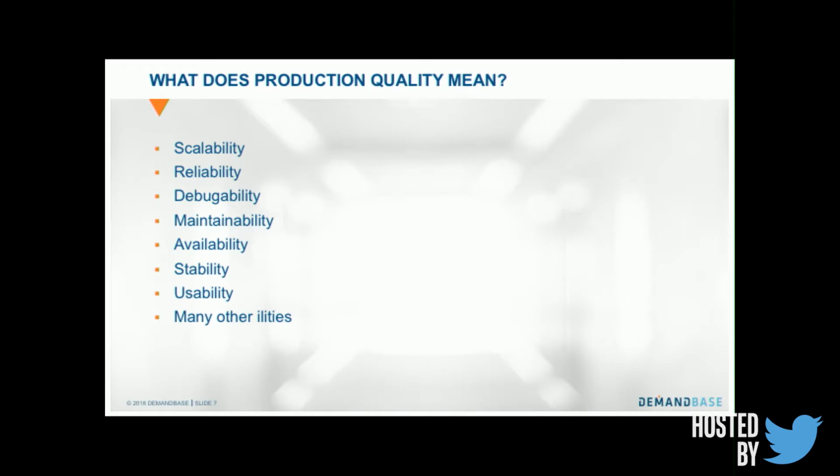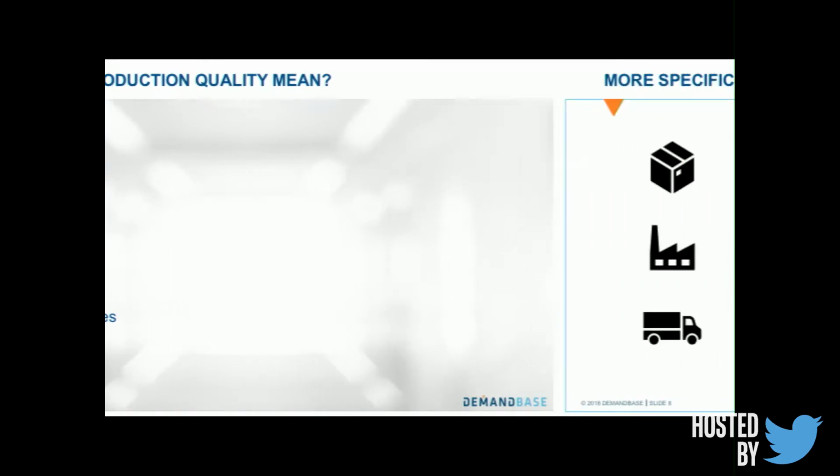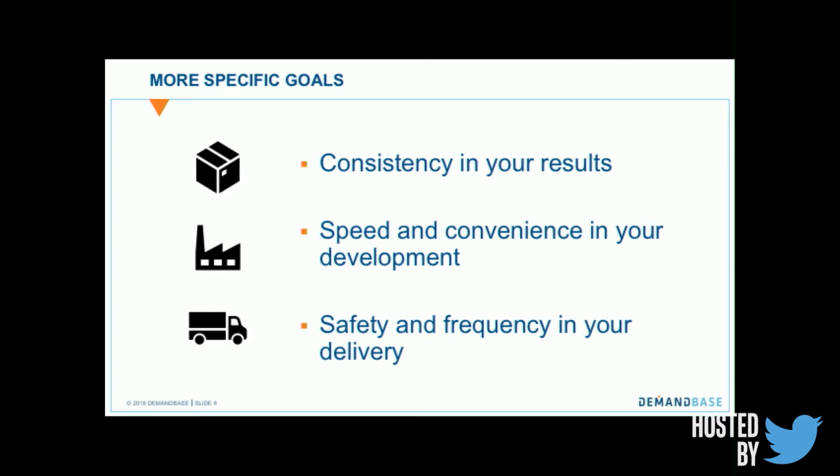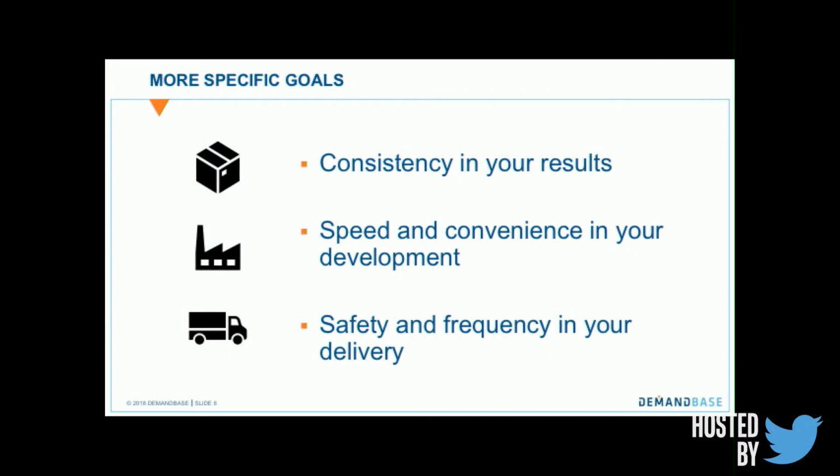So I'm going to try to focus it down to the things that, at least for me, I worry about, things that give me headaches, thinking, am I going to have to worry about this, or is this going to be fine? I'm breaking it down into three areas. One is consistency in your results over time: the actual product, the results you're developing, the data set itself, what you're delivering to people. The other is the speed and convenience of your own development. How is your tooling working? How are you writing this, and how are you developing it before it gets to anyone else? And then the way you're delivering things: the safety and frequency of your delivery itself.